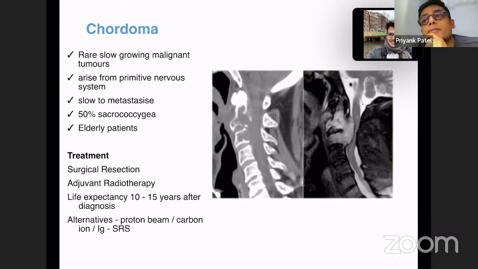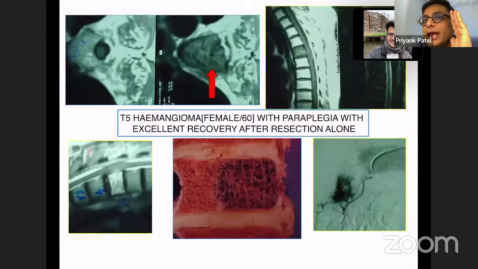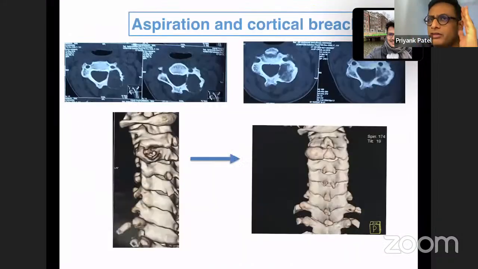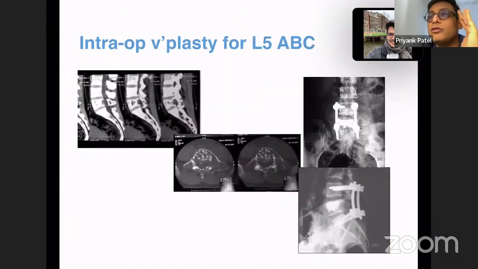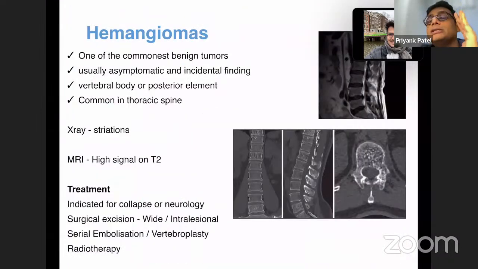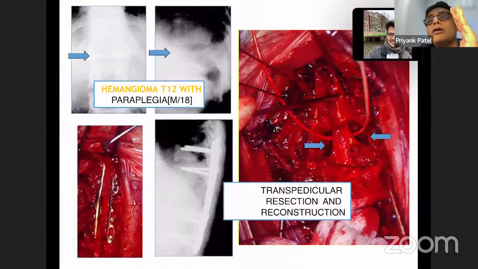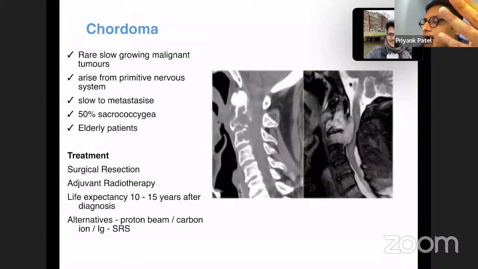Now comes the malignant tumors. So I'll quickly just name the benign tumors. Just forget about everything. Just remember that in your head. You keep doing that. You've got your ABC. You've got your GCT. You've got hemangiomas. Then you have got osteoid osteomas, osteoblastomas. Then you've got fibrous dysplasias. So these are the common benign tumors of the spine that you have to deal with.